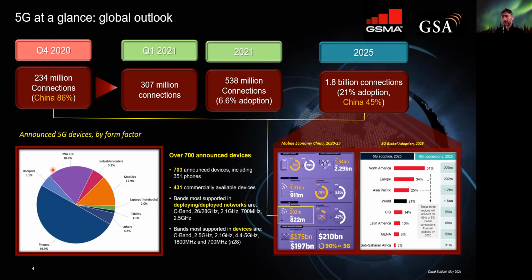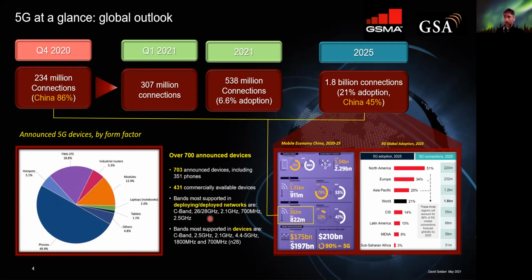Now, about the terminals availability and the different form factors. As we speak, we have more than 700 announced devices and 431 devices commercially available now. The distribution of terminals is represented on this pie chart. Most of the devices are smartphones, followed by the fixed wireless access customer premises equipment. Then we also have a number of other types of form factors, which are basically different types of models that are integrated over different platforms, including robotic platforms and drone platforms.